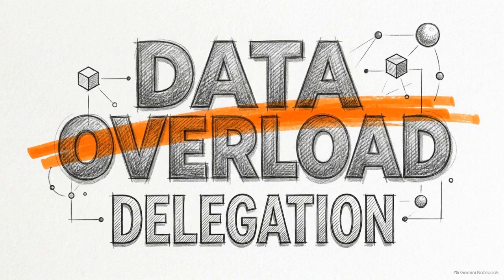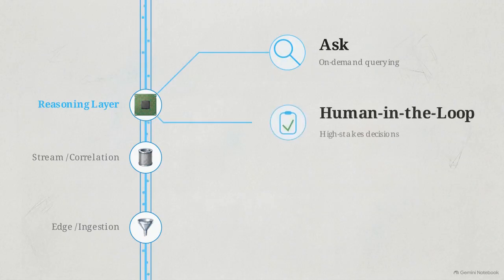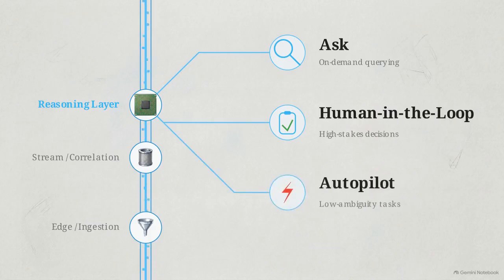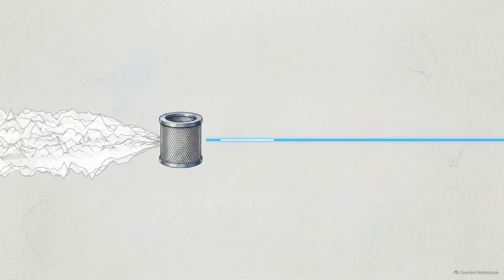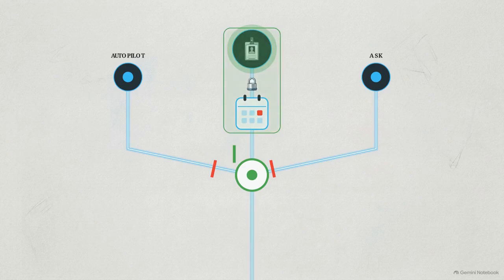Solving this bottleneck requires framing the volume of data as a delegation problem. The solution is a unified architectural data spine built to support three distinct postures of AI workflow: Ask, Human in the Loop, and Autopilot. Turning pure data noise into trusted action requires a system designed to decide exactly who acts on a specific signal and precisely when they do it.